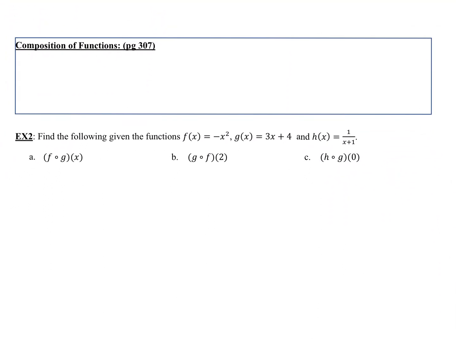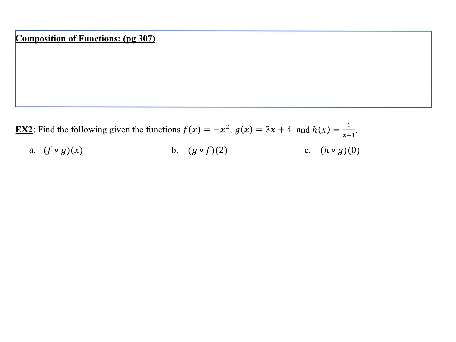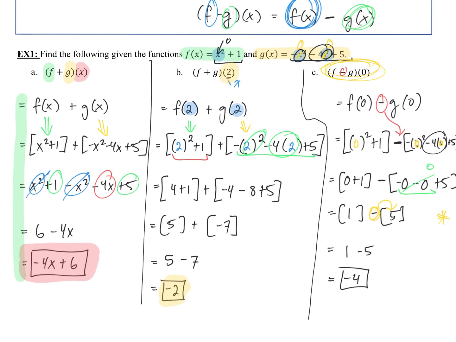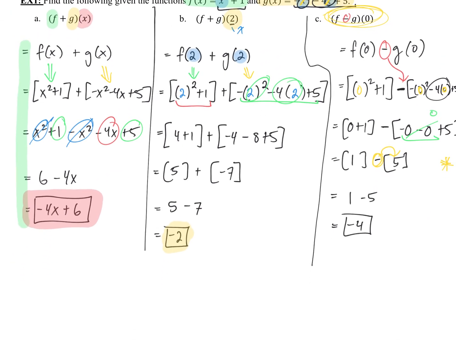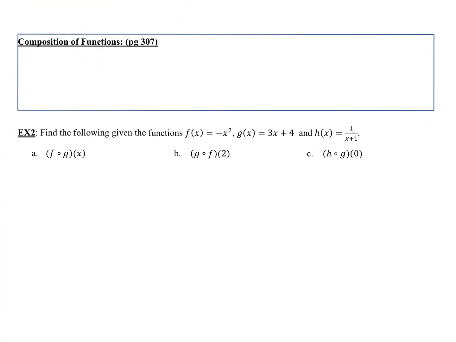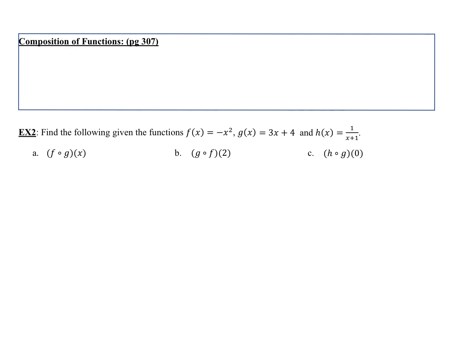So now let's take a look at what else we have. This is called the composition of functions. Now this one is weird. So previously, what we were doing here is we had two different functions and we were just adding them together, right? This one, what we're going to do is stick one function into another function. So you're going to be inputting a function into another.